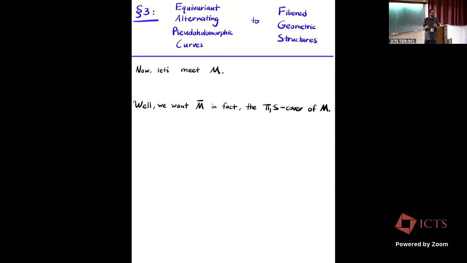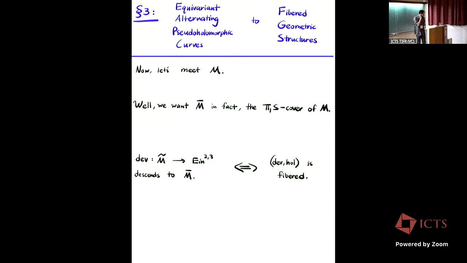So we want to follow the same reasoning. If we want a fiber geometric structure, what we should do is just build it on m bar in the first place so that we guarantee that there's no holonomy along the fibers and everything is just happening on the surface. So to summarize, building this fiber geometric structure is described by a development holonomy pair where the developing map descends from the pi1m cover, the universal cover, down to the pi1s cover, m bar. So that's a natural space where you should write your developing map down. And that's what we'll do.